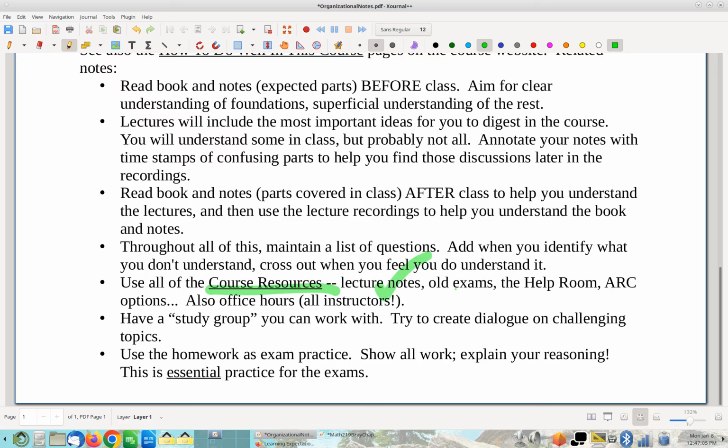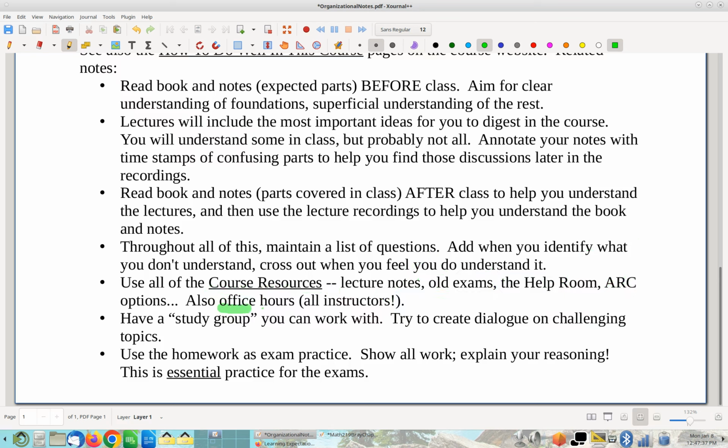Lecture notes, all of my old midterm exams with and without solutions, are all right there, available for you to use. Knock yourself out. The help room for the course is a very useful tool. The Academic Resource Center has some very nice resources that I think you should make sure to at least investigate. They have some nice tools. It varies from term to term.